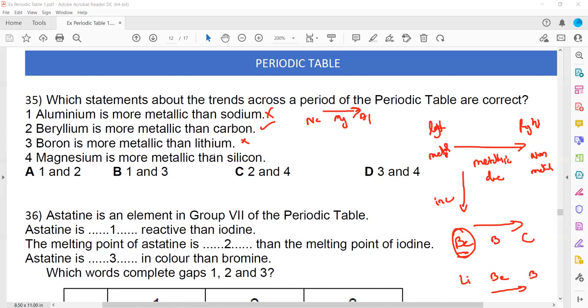And magnesium is more metallic than silicon. So when we check, magnesium, aluminium, and then silicon. So yes, magnesium is more metallic. So it means statement 2 and statement 4 are correct. So C is the right answer. So most metallic on the left hand side and at the bottom of the periodic table. Less metallic on the right hand side or top of the periodic table.